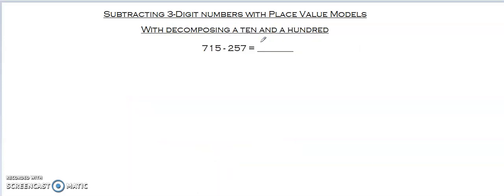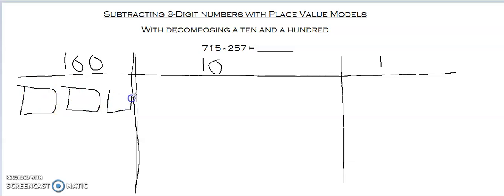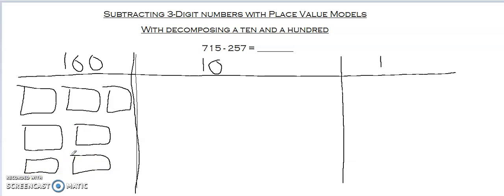In this last example, we're going to see what it looks like when you need to decompose a 10 and 100 to solve. Draw that model. Okay, so we are going to draw the greater number still, so 715. We'll draw 7 hundreds, 1 ten, and 5 ones.